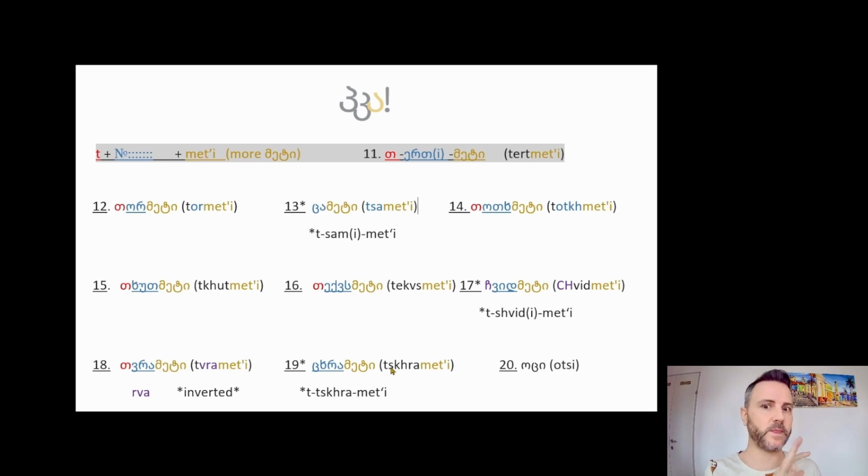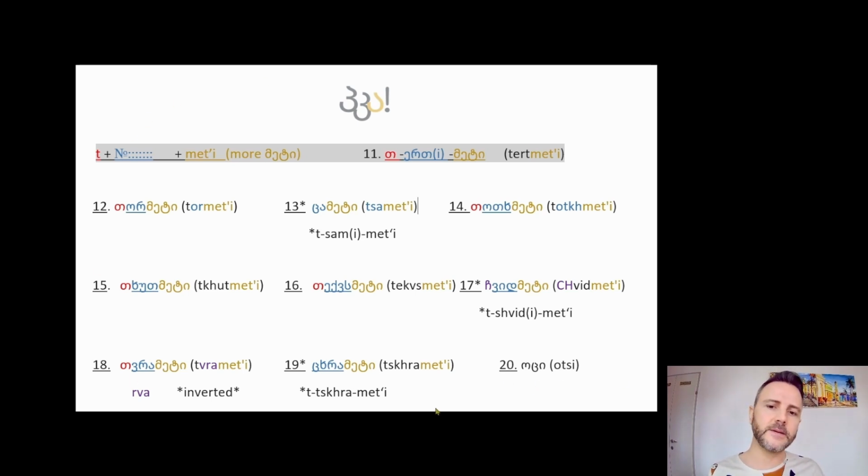Tskhramet'i. After the sneakiness of the last one, this one's super welcome because tskra is 9. They don't put a second T on it. It's not tkhutmet'i. They just keep it simple. So it's basically 9 plus teen. This one is the truest, I think, to the formula in its entirety, having a base number, tskra, which hasn't changed at all, and then met'i, which is the teen word. And then we get otsi.